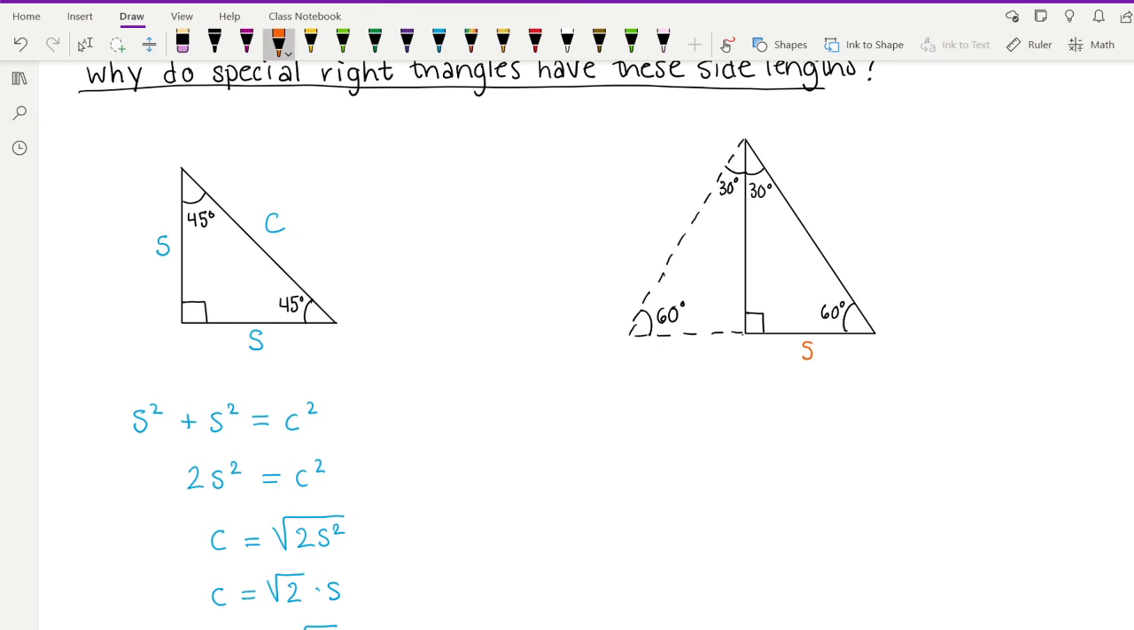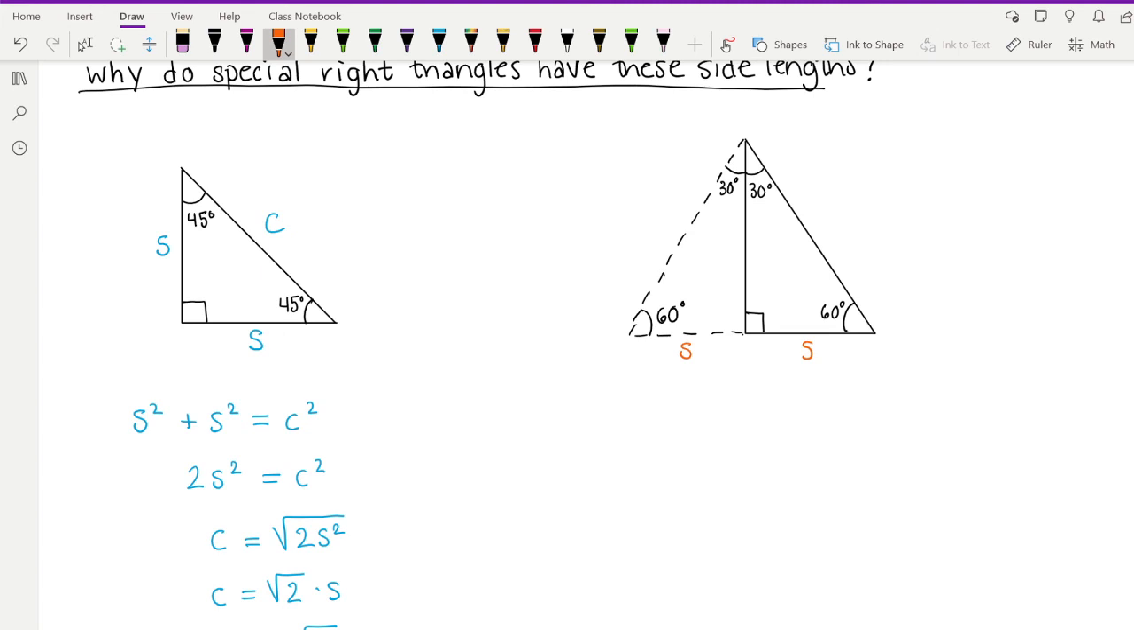We don't know anything else. We don't know any of the special right triangle stuff. We just need to use our picture and the Pythagorean theorem to figure this out. Well, we know that this side here would also be S, right? Because we put the same exact triangle side by side.